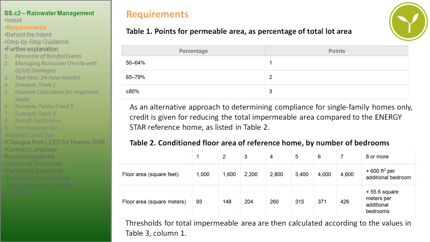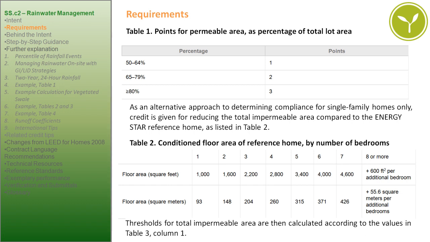As an alternative approach to determining compliance for single-family homes only, credit is given for reducing the total impermeable area compared to the Energy Star reference home, as listed in Table number 2. Table 2. Conditioned floor area of reference home by number of bedrooms. 1 bedroom is 93 square meters floor area. 2 bedrooms is 148 square meters. 3 bedrooms is 204 square meters.